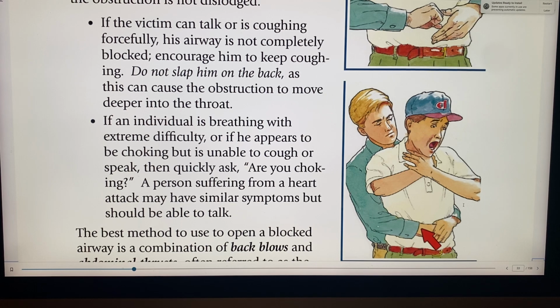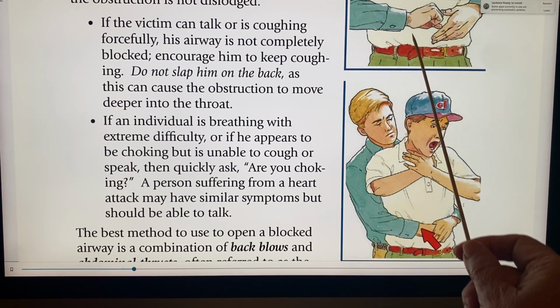And you're going to reach across his chest to the opposite side and have the victim lean forward, the heel of his hand, and do 5 back blows, and then arms around the waist here, you see, and one fist, and the thumb side on the midsection, slightly above the navel. See how, okay? This is the hand position here.